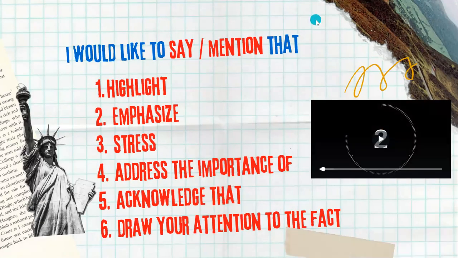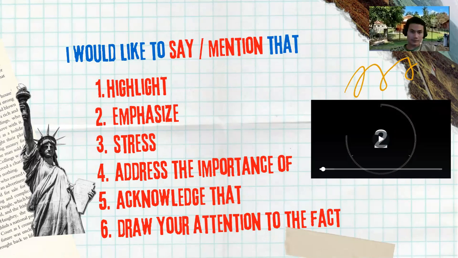Okay, here, do you notice that when we Malaysians are talking, we always use the same vocab or the same word? We always say, I want to say that, I want to mention that, I would also like to say that. It's always say or mention. Right? Yes. Okay, so this is another way.